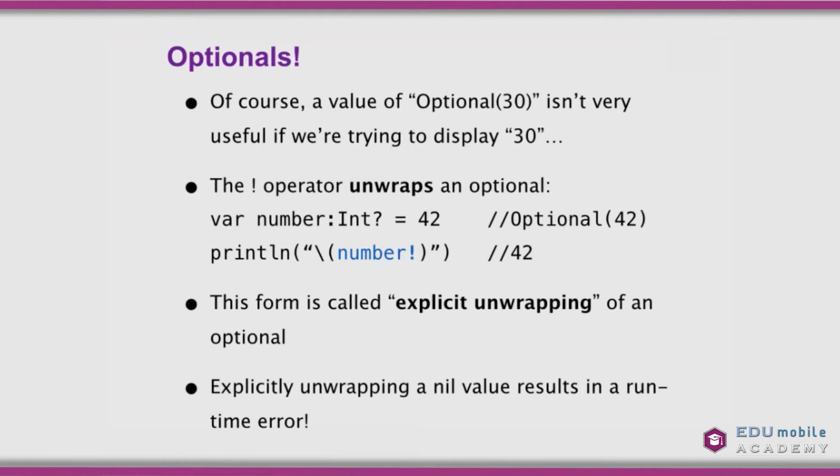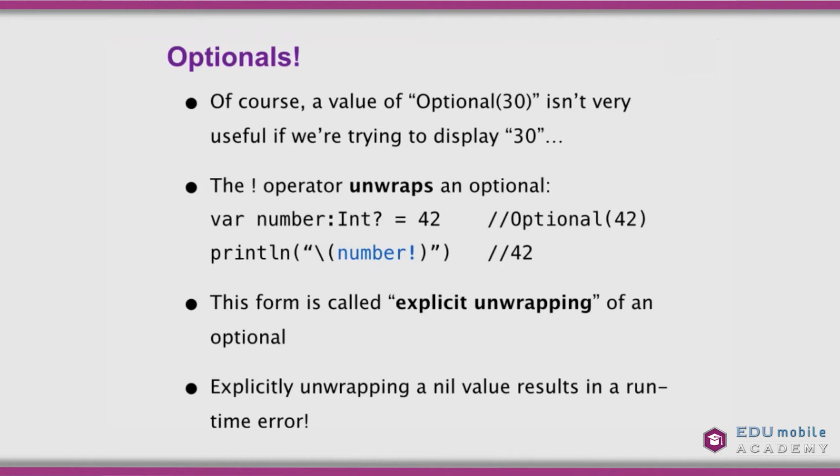The bang operator, the exclamation point operator, unwraps an optional. So here, if we assign an int optional to 42, this would be expressed internally as optional 42. If we printed out that value without using a bang operator, we would see optional 42. But if we print line number bang, we see 42. We are explicitly unwrapping the optional, in the sense that this is an optional int type, and we're going to unwrap it by using the bang operator.